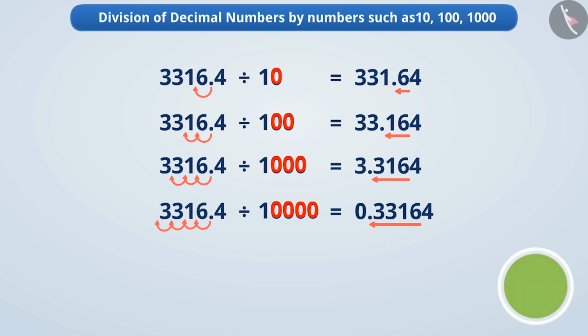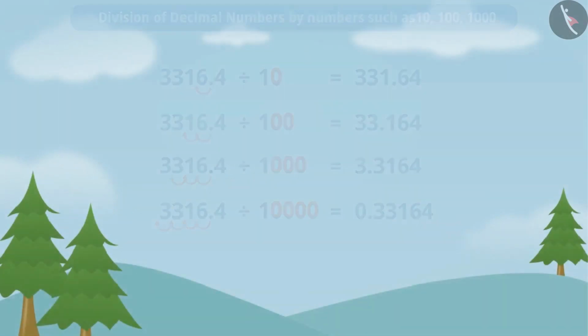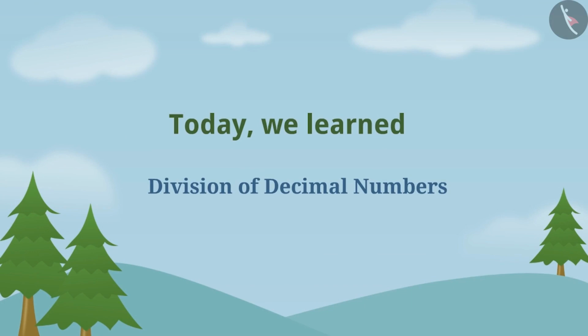Let me tell you, when a decimal number is divided by 10 or a multiple of 10 such as 100, 1000, 10,000, then the digits of the result and the decimal number remain the same, but the decimal point moves to the left as many times as the number of zeros with 1. So today, we have learned division of decimal numbers. We will understand it better with the help of some examples in the next video.